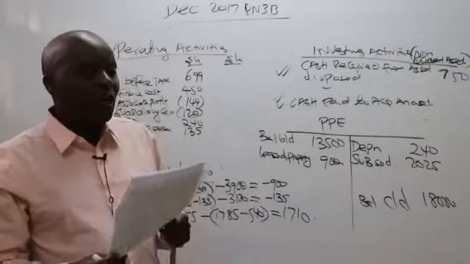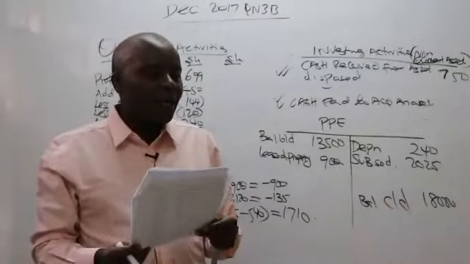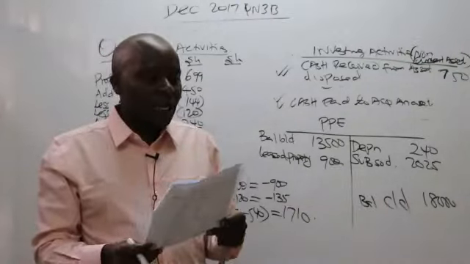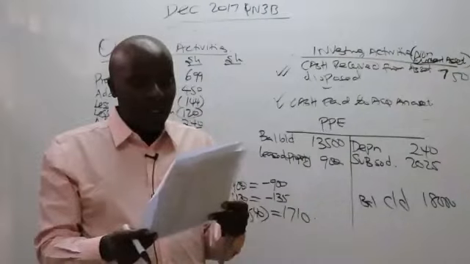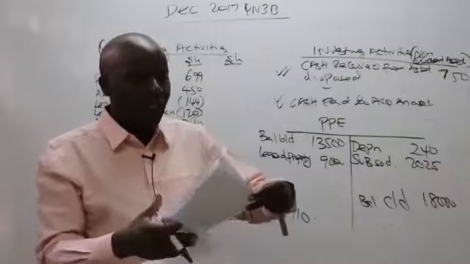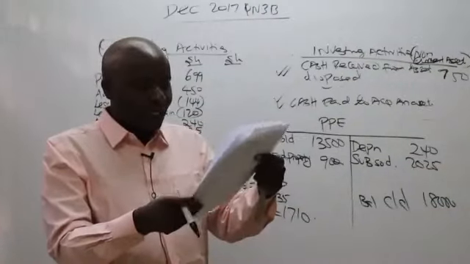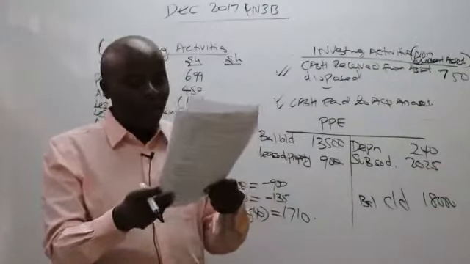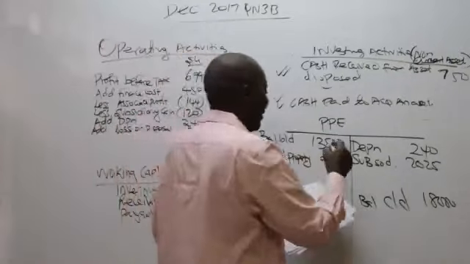Any other item that will affect our PPE? Disposed asset. They are saying there is a disposed asset. Note number 2, yes. Note number 2, we have a disposed item of property with a carrying value of 885. You guys are bright students.